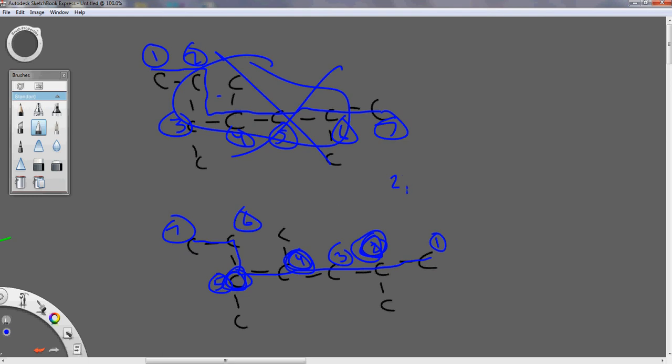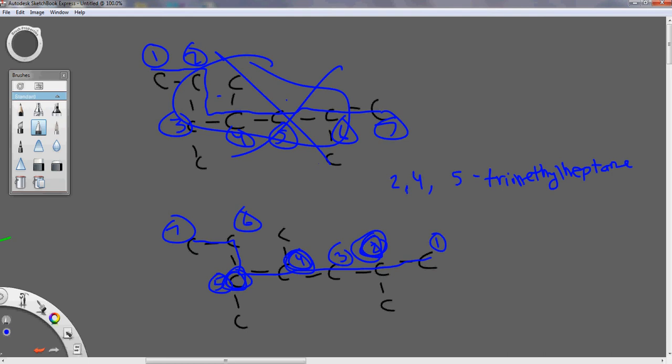2,4,5. Do you guys remember the prefix? Trimethylheptane, because we have 7 carbons in our longest path. So that's the name of this compound.